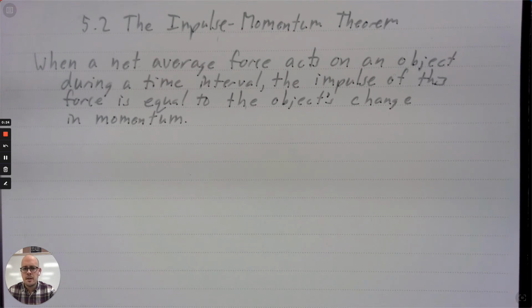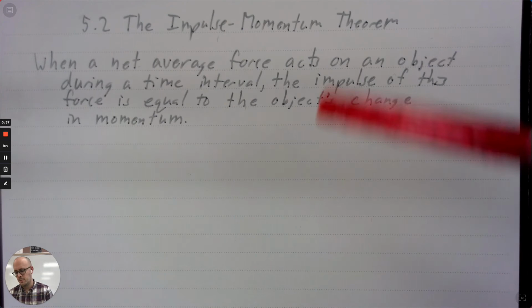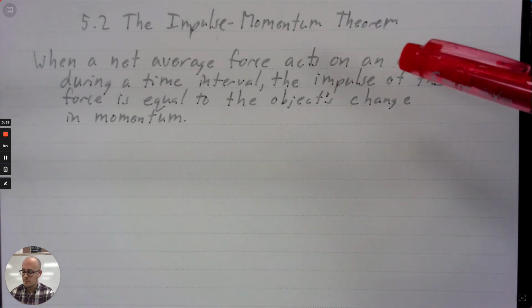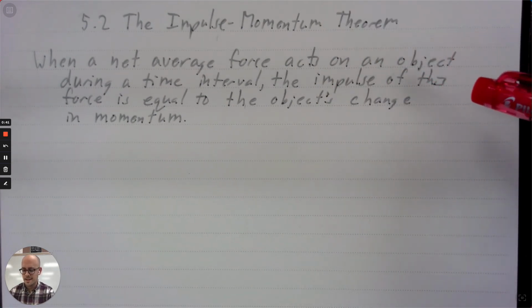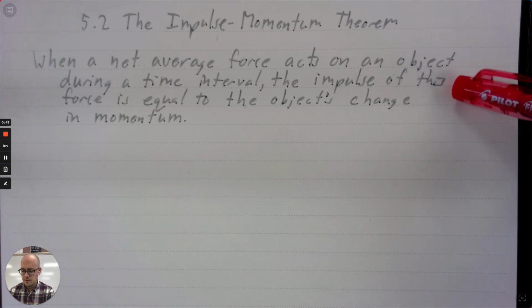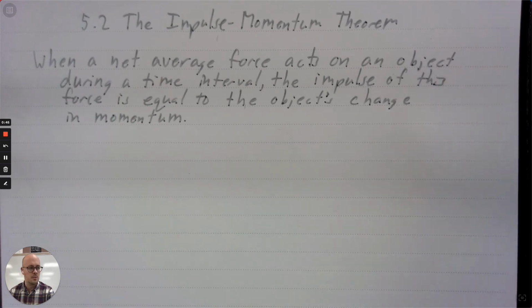The idea behind a lot of things in this unit is that the amount of time that things spend in contact is relatively small. That's the realm that we're going to exist in. So the impulse-momentum theorem states the following: when a net average force acts on an object during a time interval, the impulse of this force is equal to the object's change in momentum.